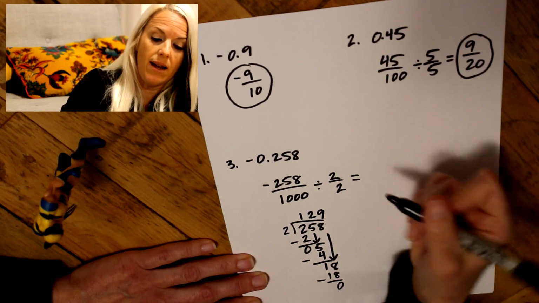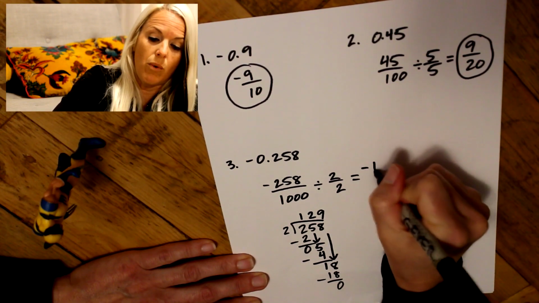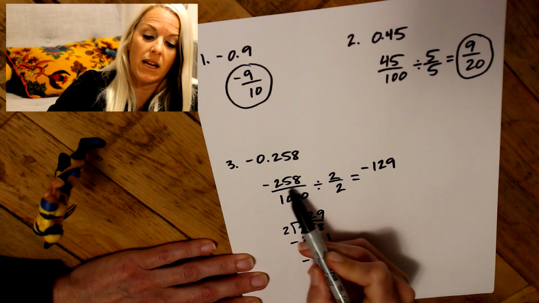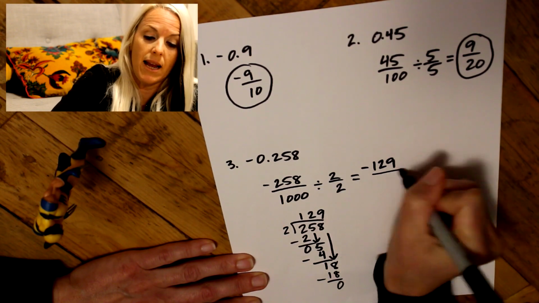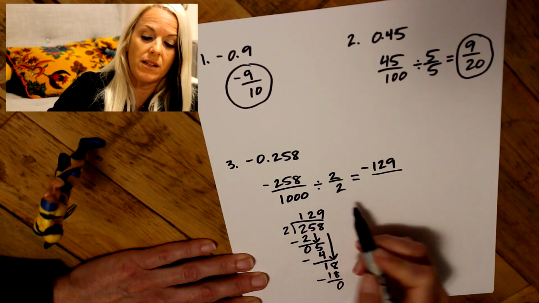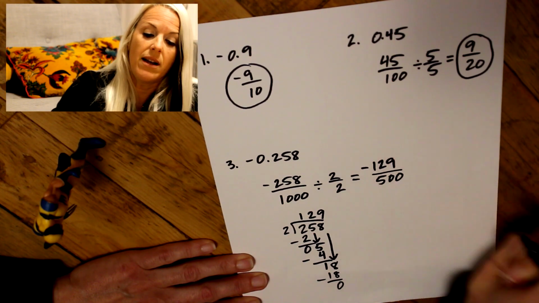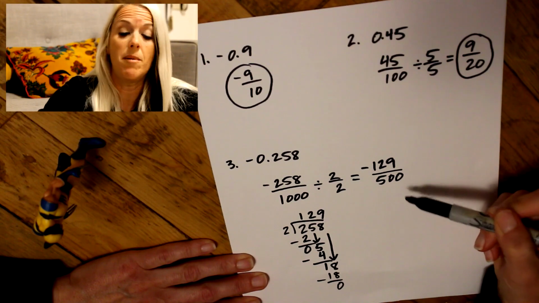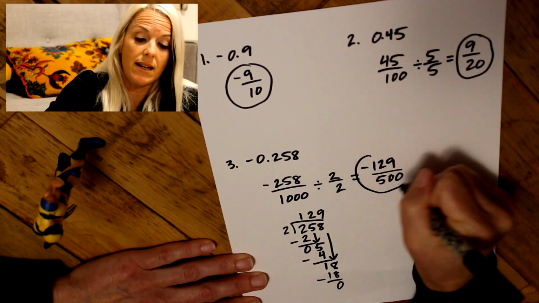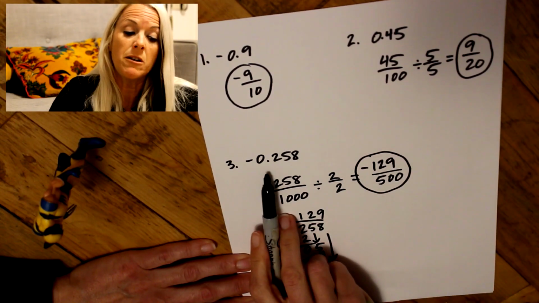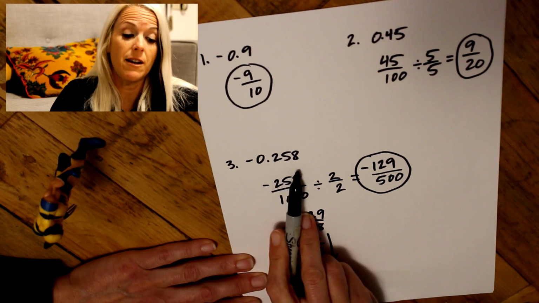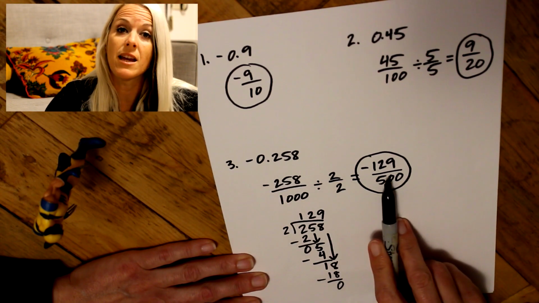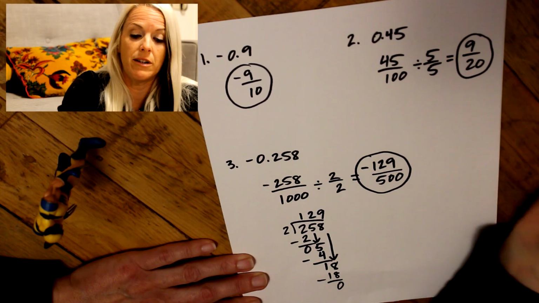So we're gonna go ahead and write -129. A negative divided by a positive still remains a negative. And then 1,000 divided by 2 is 500. Now 129 and 500 have no common factors. So we are done. So this decimal, -258 thousandths, is written as a fraction as -129 over 500.